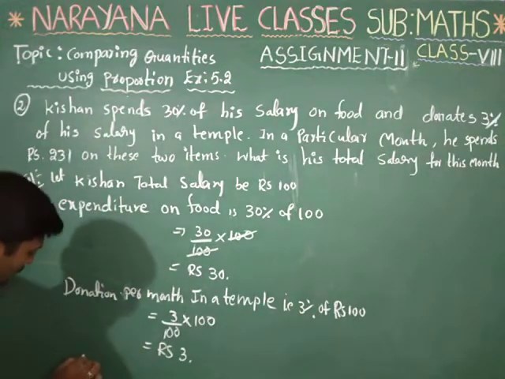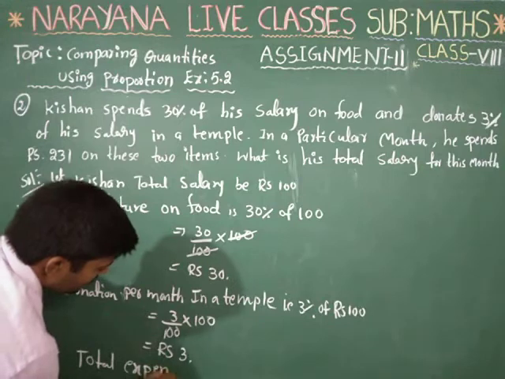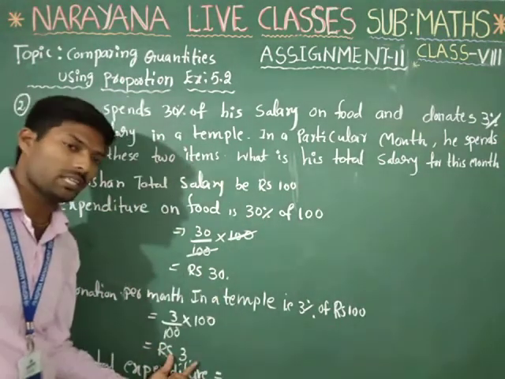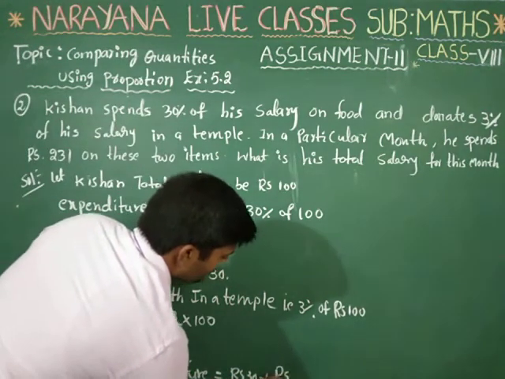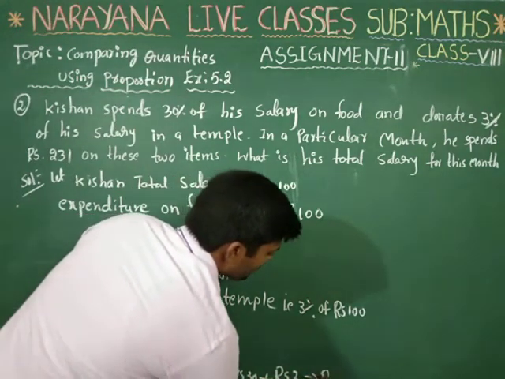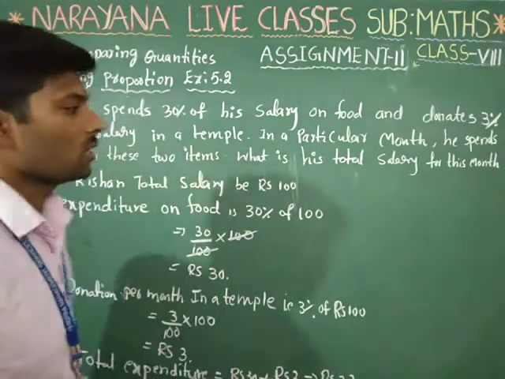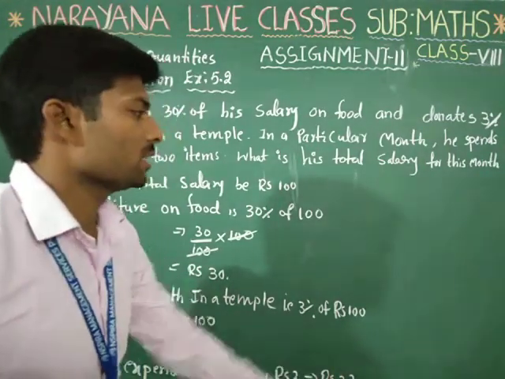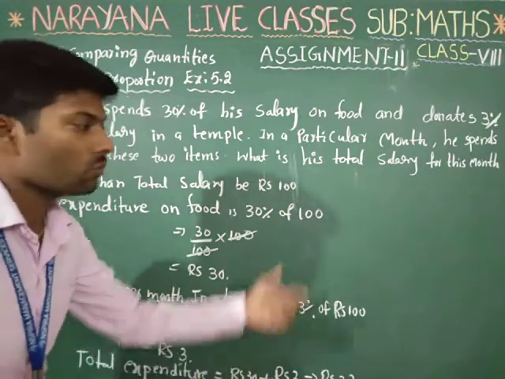The total expenditure, let me take the total expenditure. It can be written as what? 30 plus 3, that is Rs 30 plus 3 rupees. Total how much is it? 33 rupees. Totally 33 rupees. Now this is the total expenditure by Kishan, that is 33 rupees. If 33 rupees is the expenditure, then what is the salary?